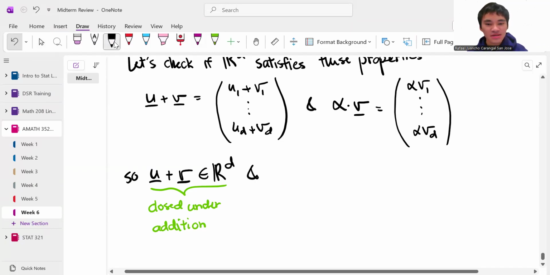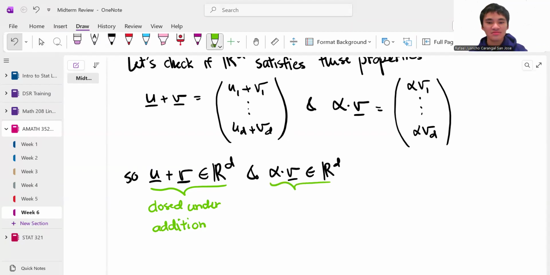And then we have the scalar multiplication, which again also belongs in R^d, right? Because again, we just have the same number of components. So this is also closed under scalar multiplication.